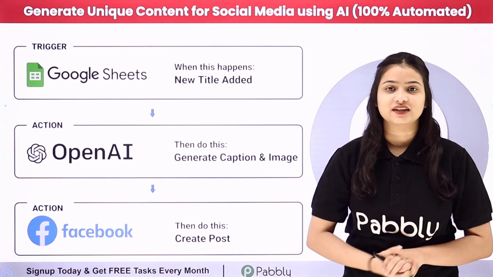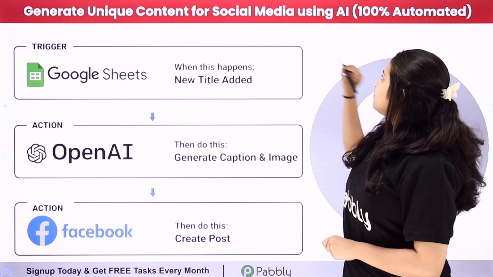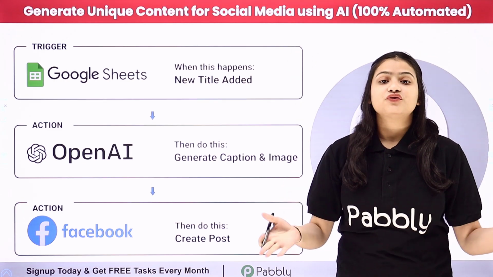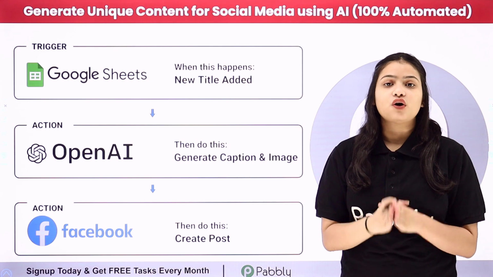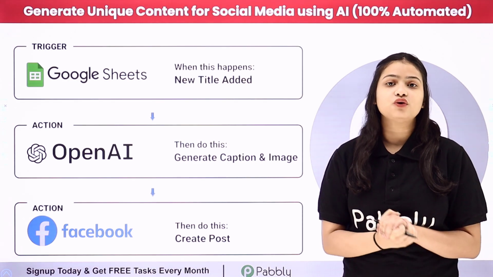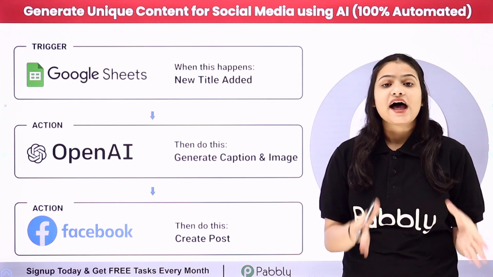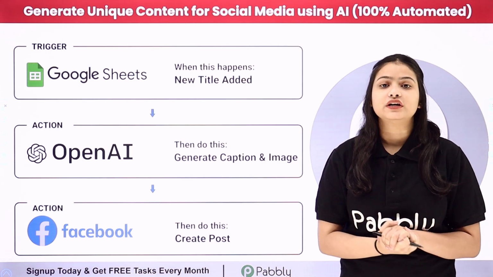In this video, we are going to learn how to generate unique content for social media using AI. So we are going to learn step by step how we can automatically generate unique and on-point content for all our social media posts as well as the images which we want to post on different titles.